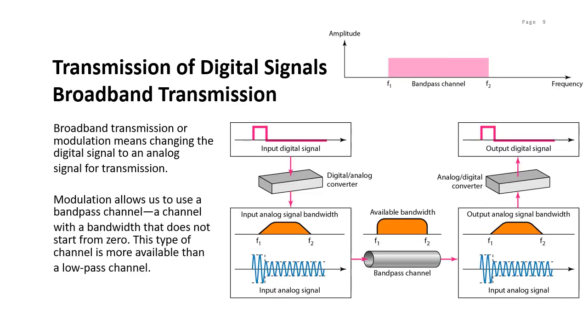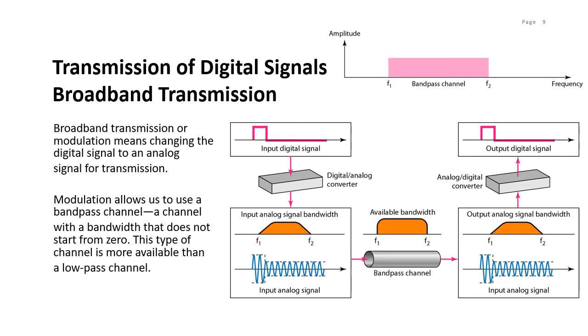Let's go to the second approach of digital signal transmission. It is called broadband transmission. Broadband transmission, or modulation, means changing the digital signal to an analog signal first before transmission. Modulation allows us to use a bandpass channel. A bandpass channel is a channel with a bandwidth that does not start from 0. This type of channel is more available than a low pass channel. You can see the bandpass channel in the top figure. Please note that a low pass channel may also be considered a bandpass channel, but with a lower frequency starting at 0.